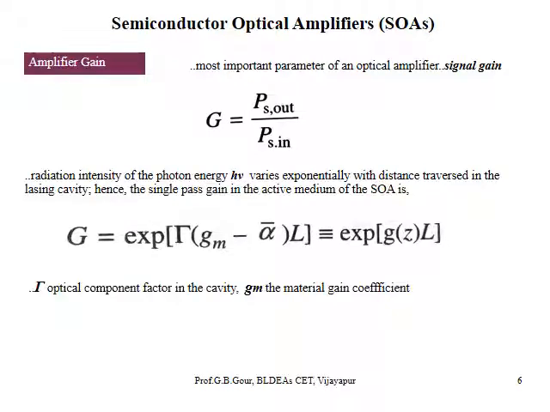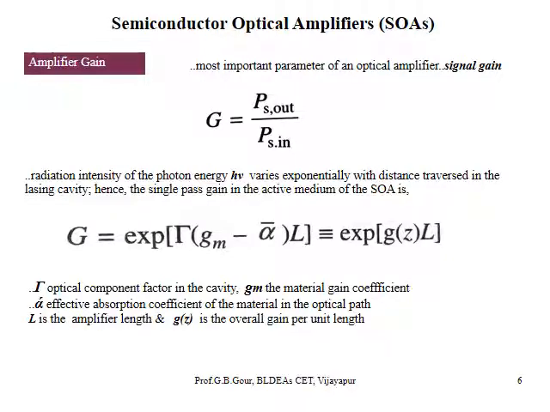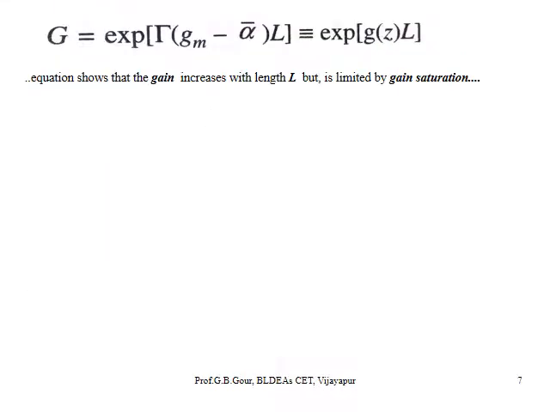So here, the optical confinement factor in the cavity, GM is the material gain coefficient, alpha dash is the effective absorption coefficient of the material in the optical path, L is the amplifier length, G of Z is the overall gain per unit length. So the equation shows that the gain increases with L but is limited by the gain saturation. So let us see what this gain saturation is.